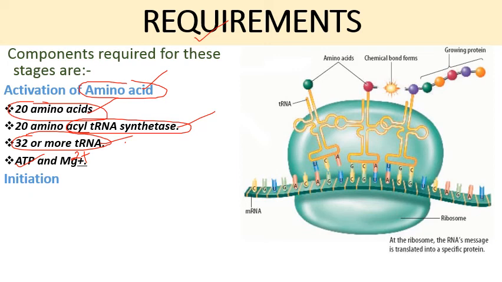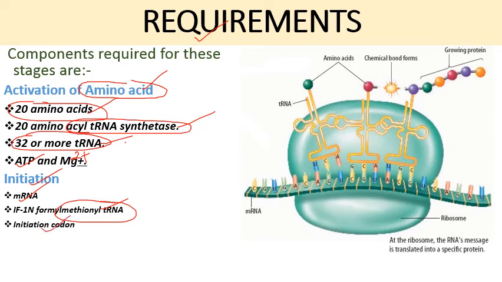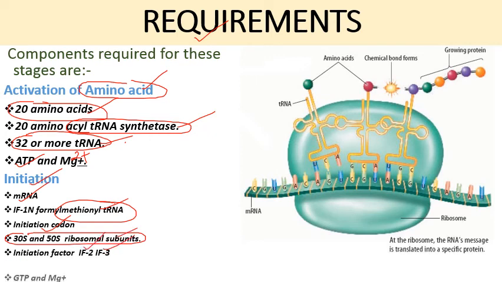Then it involves three steps, that is, initiation. For initiation, the cell requires mRNA, then a methionylated tRNA, that is N-formyl methionyl tRNA. Then initiation codons are required, and it requires ribosomal subunits. In the case of prokaryotes, these are the 30S and 50S subunits. Then initiation factors are required, that is IF2 or IF3. Then GTP, which acts as a source of energy, and magnesium ion. So these are the basic requirements for the process of initiation, to start the process of translation.